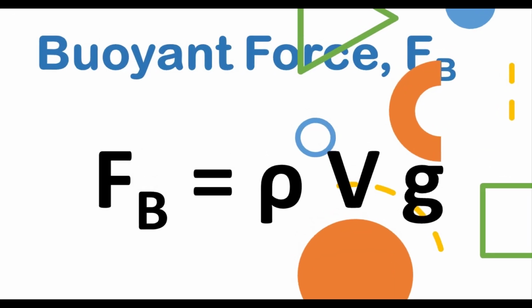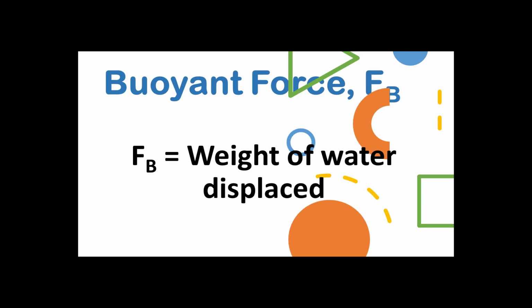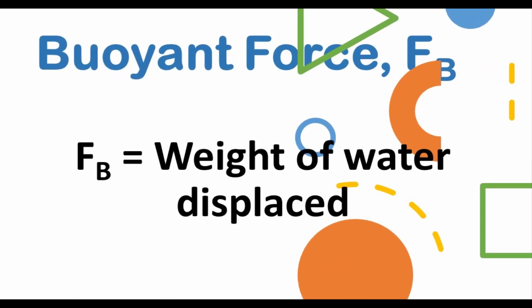And we should know the formula: buoyant force equals rho Vg, where rho is the density of the fluid, V is the volume of the displaced water, and g is the gravitational acceleration. And we already know that buoyant force is equal to the weight of water displaced. So we can use these two concepts and formula to solve problems.